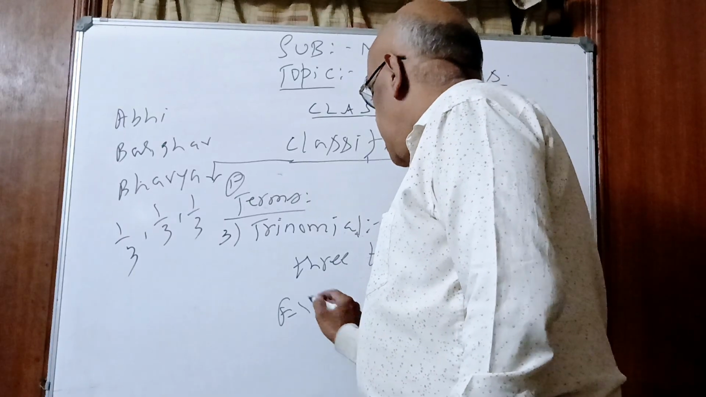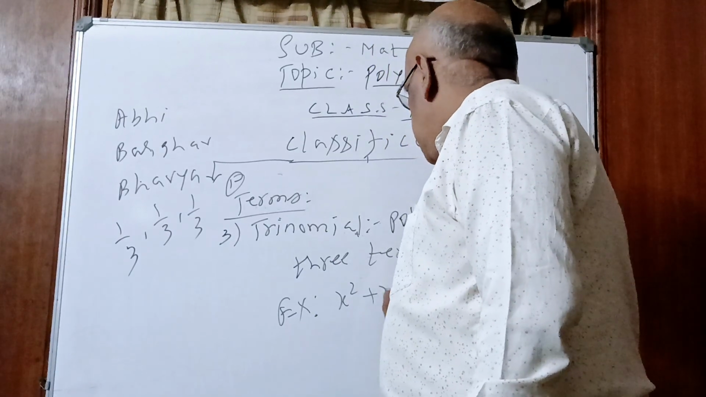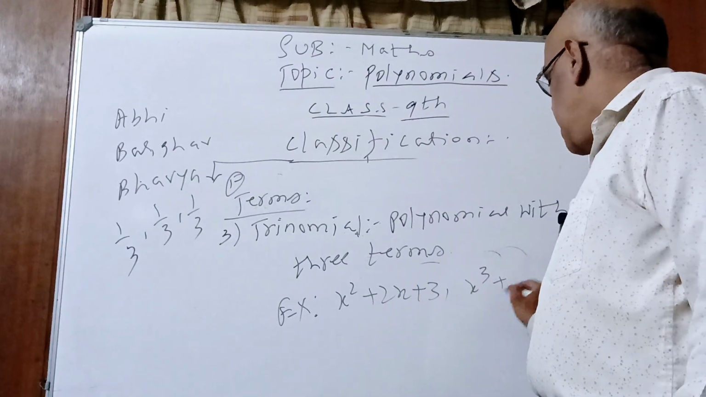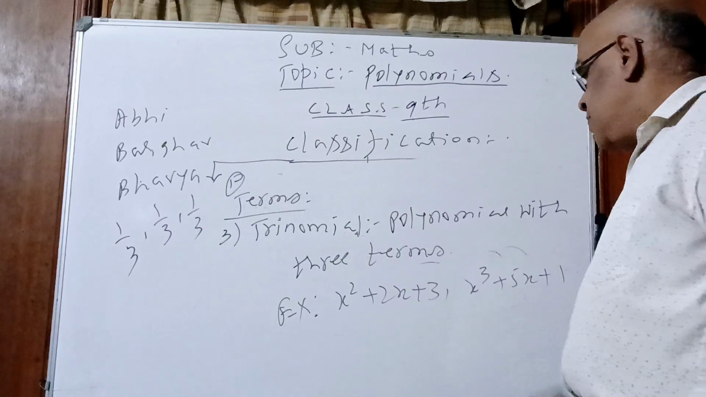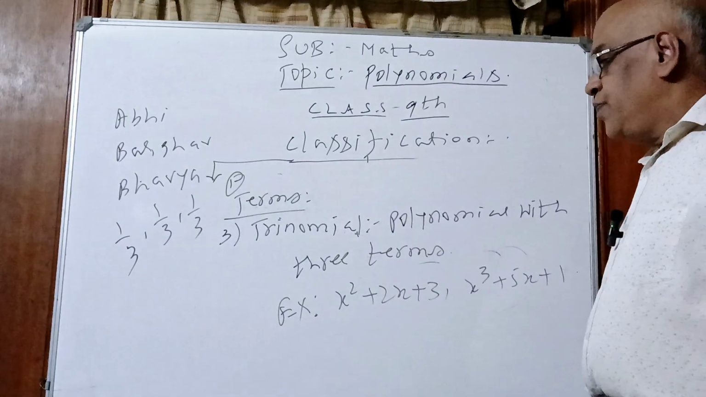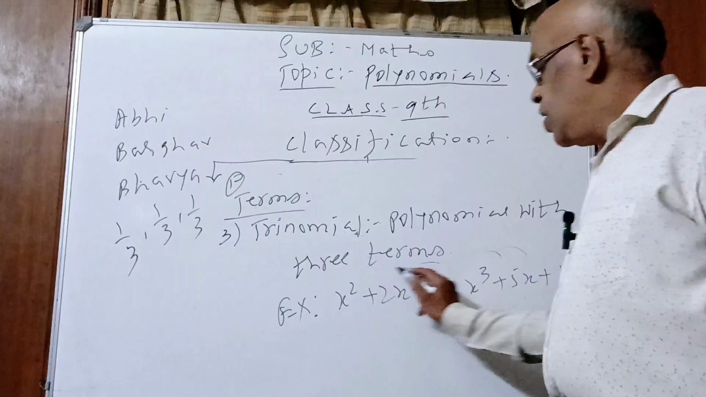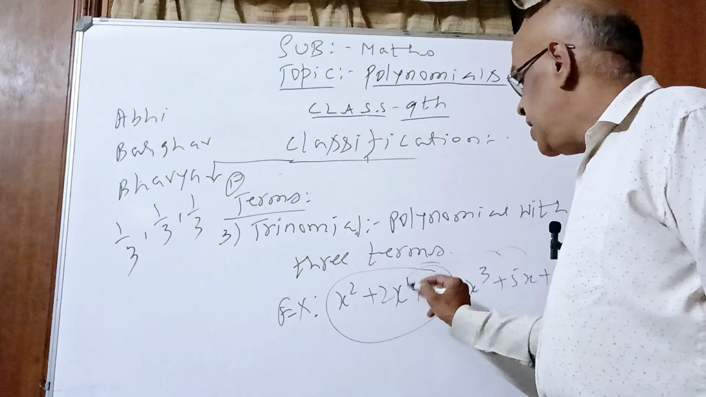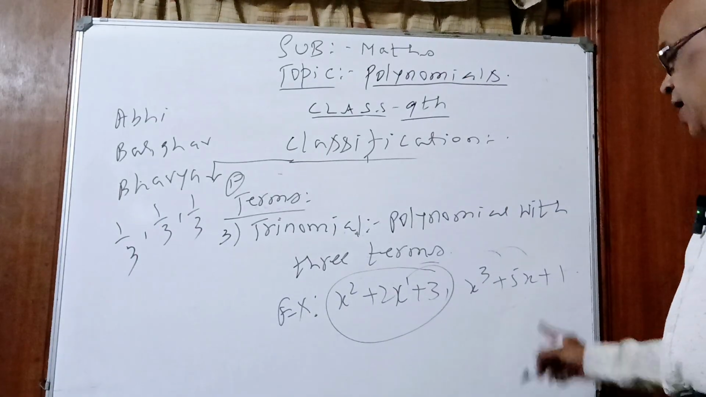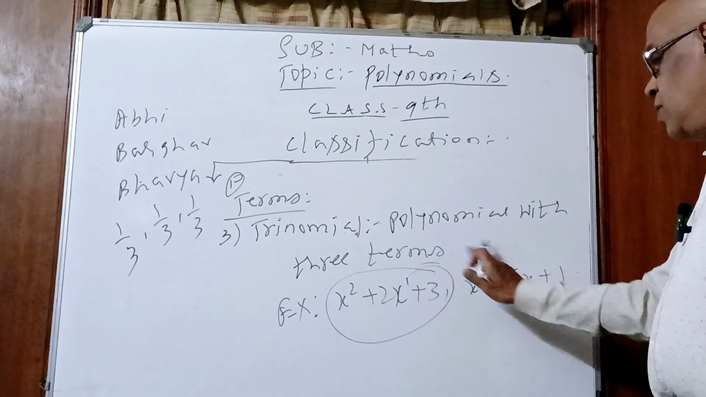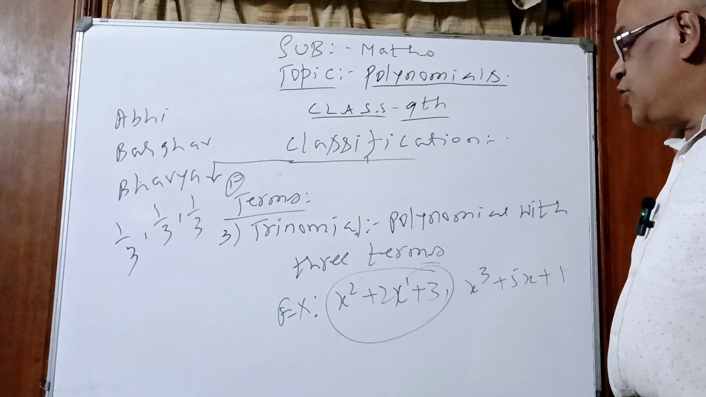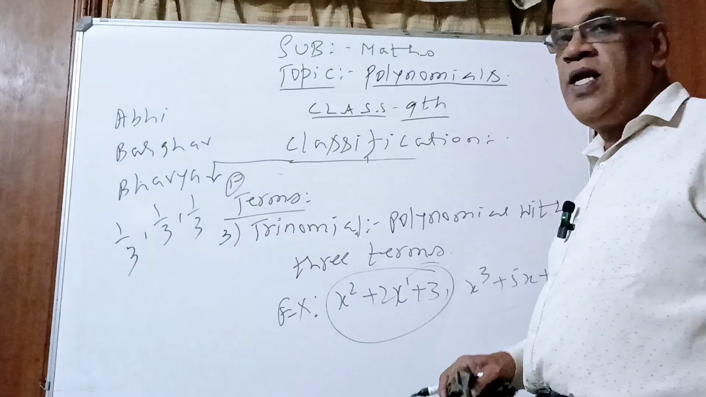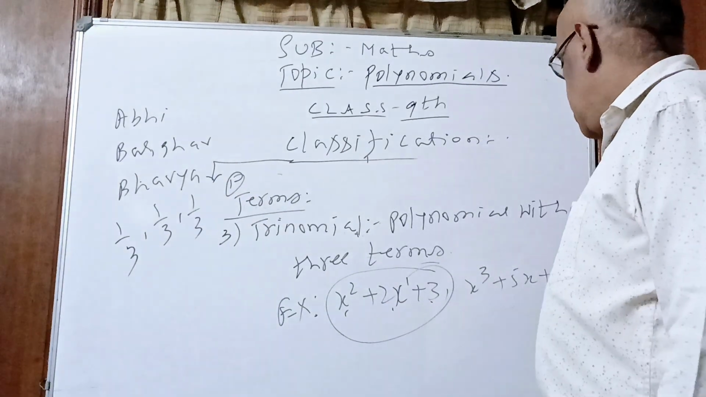Example, children. Example, x square plus 2x plus 3, x cube plus 5x plus 1. Yes or no? See, I am teaching degree also. Degree is what? 2, highest degree. Degree 1 is there. Normally we don't write it. It is linear, but highest is what? 2. Here, degree 3. Don't worry. X cube plus 5x plus 1. We are talking based on terms. It is trinomial having 3 terms. 1, 2, 3.